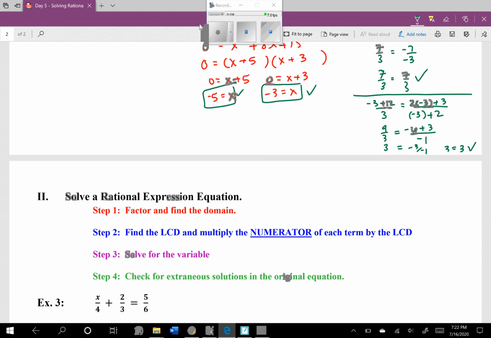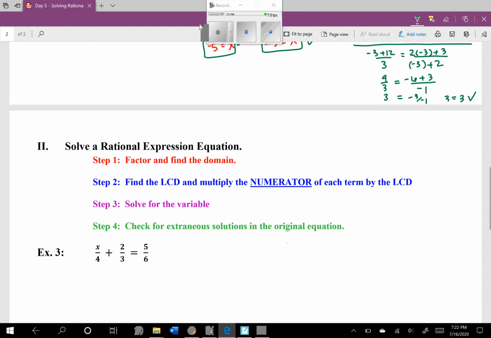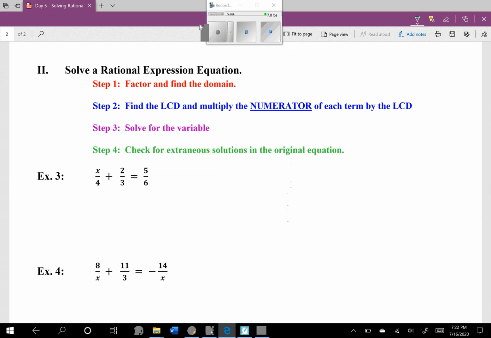So let's go ahead to the next part, solving a rational expression equation. We're going to factor and find the domain, find the least common denominator, multiply the numerator of each term by the LCD, solve for the variable, and check the solutions for extraneous solutions in the original equation. So for the first one, there's nothing to factor, so we're just going to skip to finding the domain. There are no variables in my denominator, so nothing's going to make my denominator 0. So the domain for this would just be all real numbers, which makes it a lot easier.